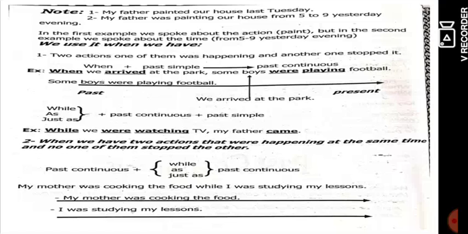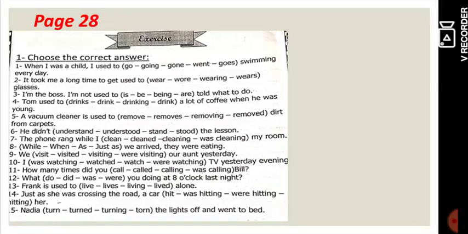Also, we have while, as, and just as. After while, as, just as, we put past continuous, past simple. For example, while we were watching TV, my father came. We have an exception when we have two actions happening at the same time. We put past continuous, past continuous. When we have two actions that were happening at the same time and neither of them stopped the other, we put past continuous, past continuous. My mother was cooking the food while I was studying my lessons.